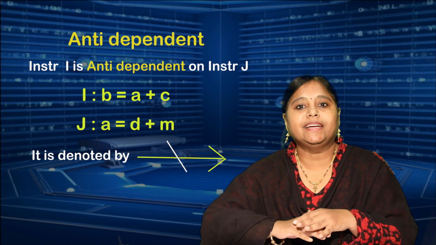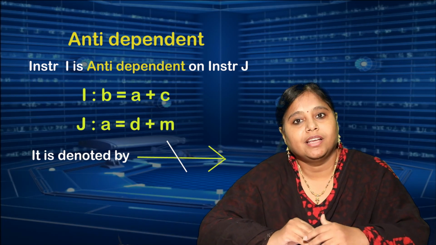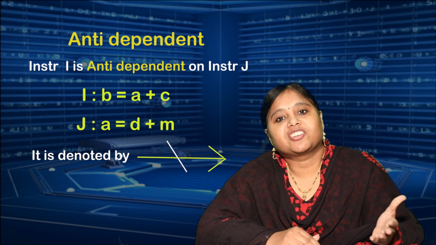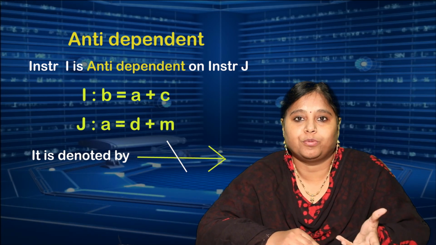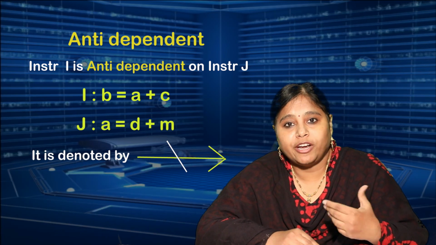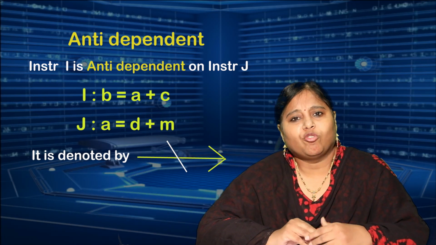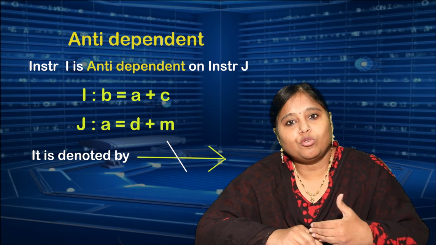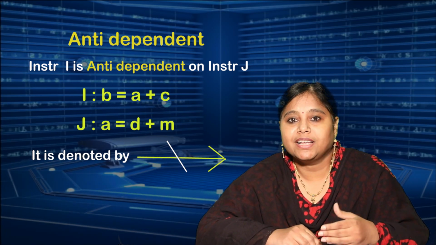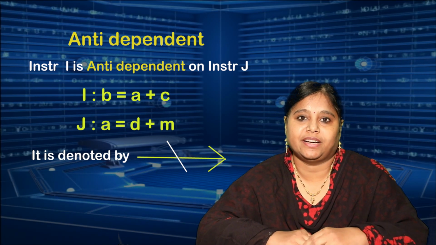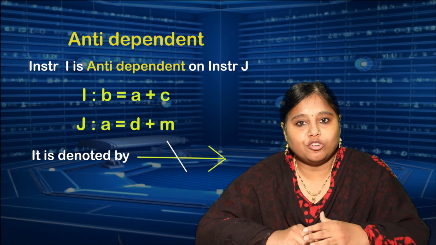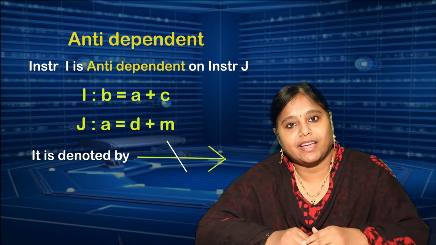The second dependency is anti-dependence. Anti-dependence is the reverse of flow dependence. That means the first instruction's input acts as the second instruction's output. So that is the reverse of flow dependence. Look at the example: instruction J and instruction I are anti-dependent. Don't worry, I will explain it with one example.